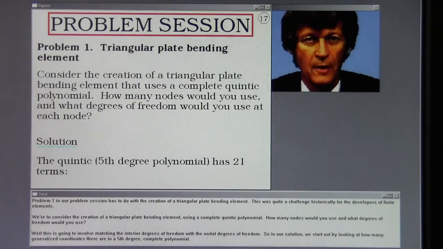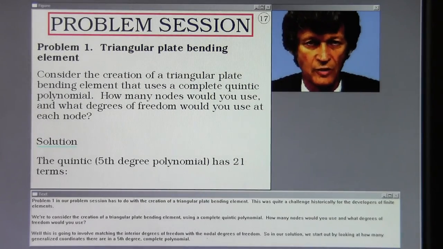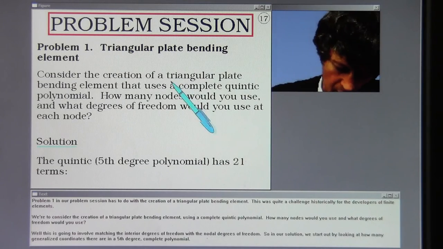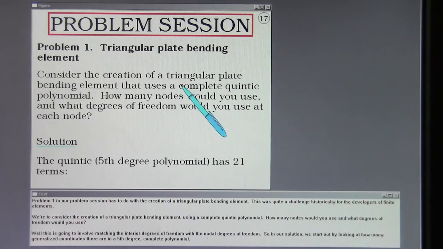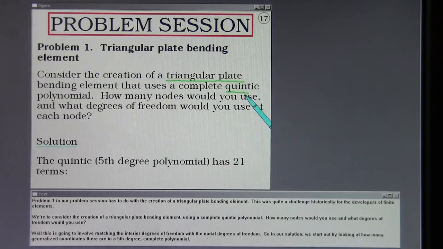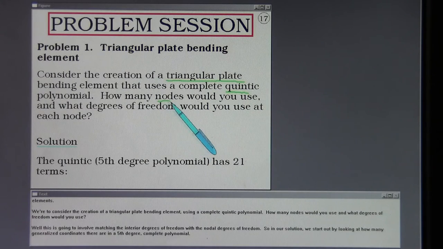Problem 1 in our problem session has to do with the creation of a triangular plate bending element. This was quite a challenge historically for the developers of finite elements. We're to consider the creation of a triangular plate bending element using a complete quintic polynomial. How many nodes would you use and what degrees of freedom would you use? Well, this is going to involve matching the interior degrees of freedom with the nodal degrees of freedom.